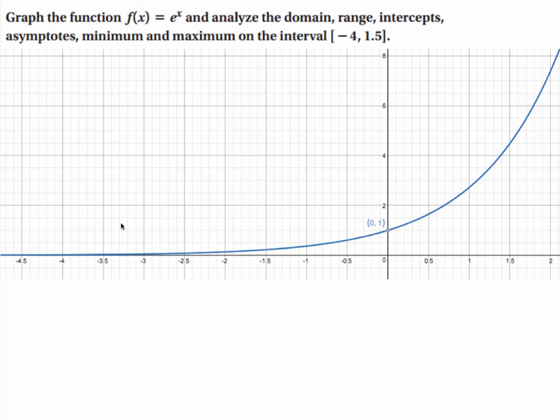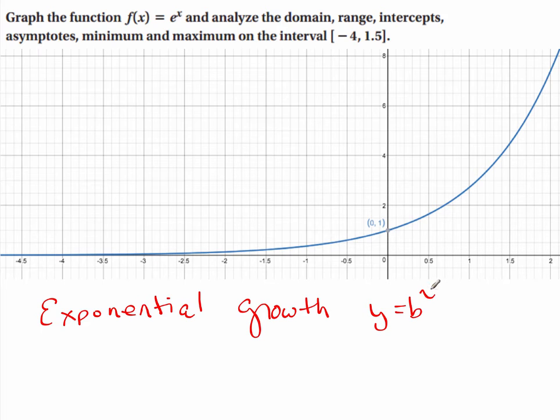Now, when you look at the e to the x graph, you see that it is exponential growth. Why? Well, y is equal to b to the x. In this case, y is e to the x, and e is approximately 2.71, which is greater than 1, so you're going to have growth. The domain is all real numbers, and the range is y greater than 0.